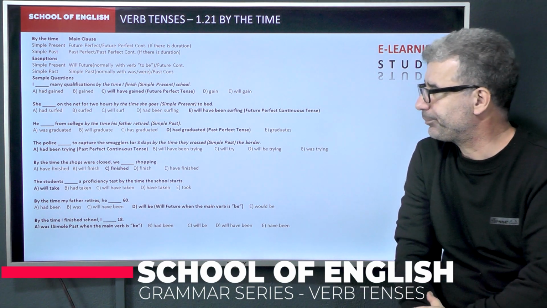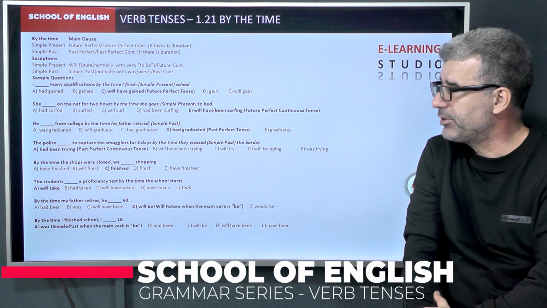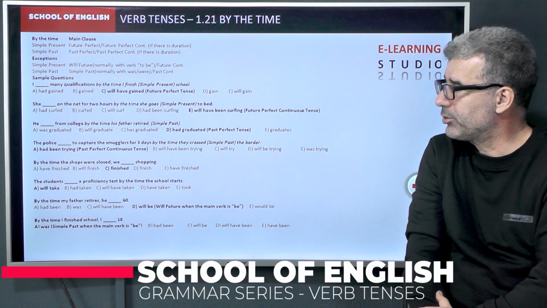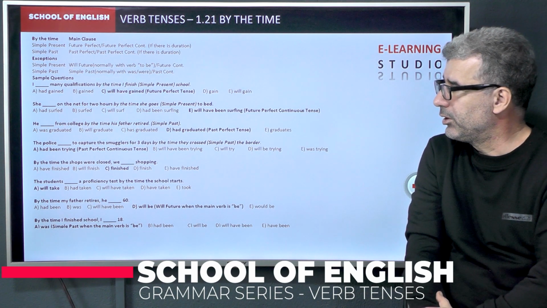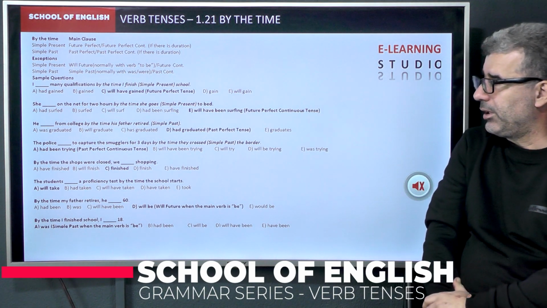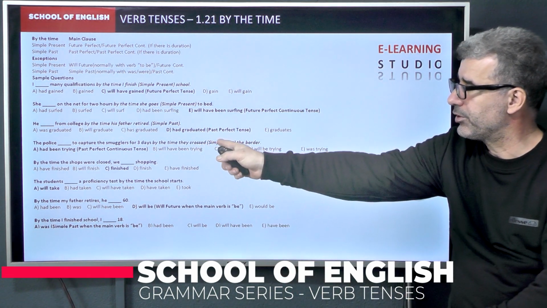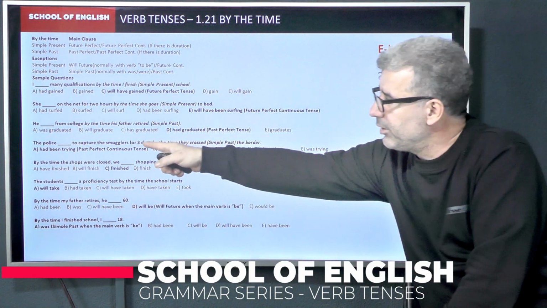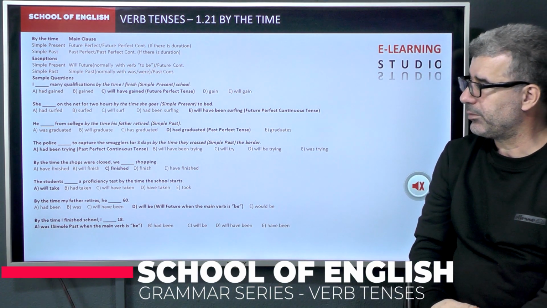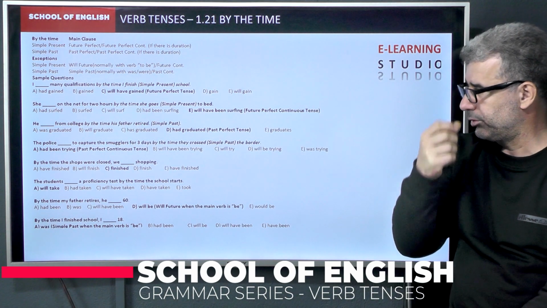The third example, "by the time" is used with simple past tense. By the time his father retired, it says. So in the main clause there is no duration, so we should use past perfect tense. He had graduated from college by the time his father retired. And the next example is for past perfect continuous. "By the time" again is used with simple past tense, and the main clause has a duration. Then it should be "had been trying." The police had been trying to capture the smugglers for 3 days by the time they crossed the border.